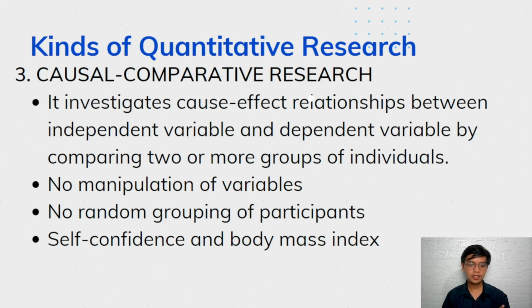One example is the study that involves self-confidence and body mass index. So we try to group the participants based on their body mass index, or BMI, the underweight, the normal, and the overweight, and we see if that has an effect towards their self-confidence. And then we compare which of the three groups has the highest degree of confidence. So that's one illustration of what a causal comparative research is. By the way, causal comparative research is also known as ex post facto research.